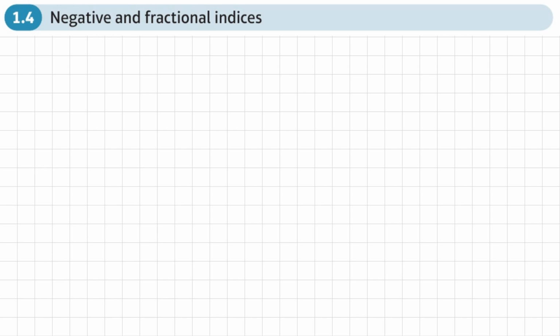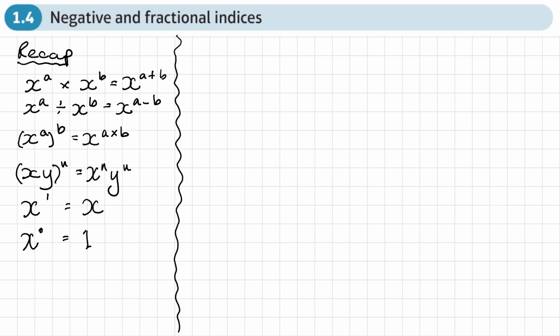This is the fourth section of chapter 1, algebraic expressions, and this section is on negative and fractional indices. In this section we're going to be extending what we know about indices, powers, exponents, and extending it to powers which are either negative or fractions.